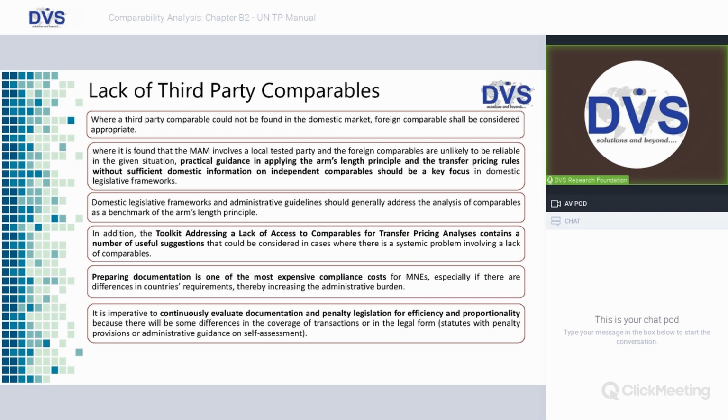But for that, we need to have reasons: that we have tried all our means and methods to find comparables which are domestic or serving in the domestic market. For the reason where we are not in a position to get domestic comparables, that's where we have used foreign comparables. Again, preparing documentation is one of the most expensive compliance costs for MNCs, especially if there are differences in country requirements, increasing the administrative burden.